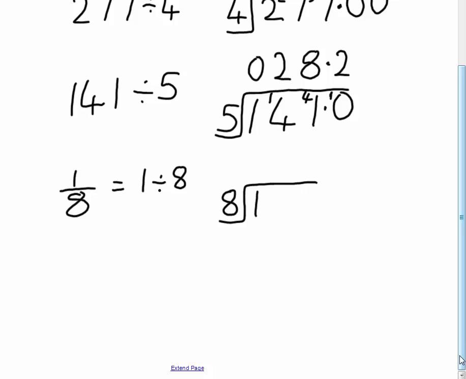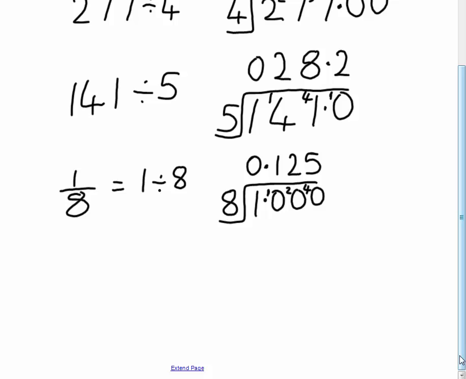Now we know that 8 doesn't go into 1, but we've still got a remainder, so we need to start in the tenths column. 8 into 10 goes once, remainder 2. 8 into 20 goes twice, remainder 4. 8 into 40 goes 5 times exactly. So you can see that 1/8, if you do 1 divided by 8, can be rewritten as a decimal as 0.125. So it's a handy method for changing fractions into decimals.